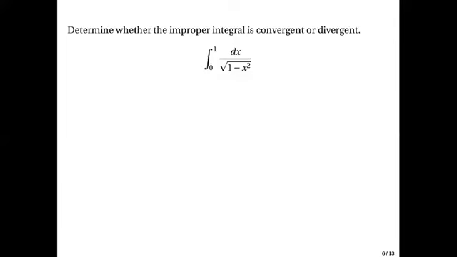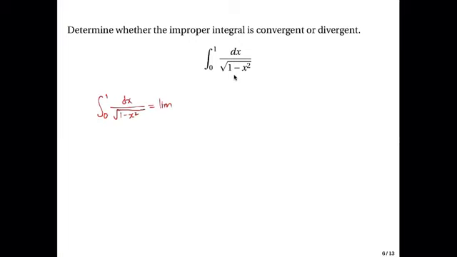So let's look at some improper integrals. We want to determine whether this improper integral here converges or diverges. Obviously this is an improper integral because as x goes to 1, the denominator here goes to 0. So what we're going to do is apply the definition first. You have the integral from 0 to 1 dx over square root of 1 minus x squared.